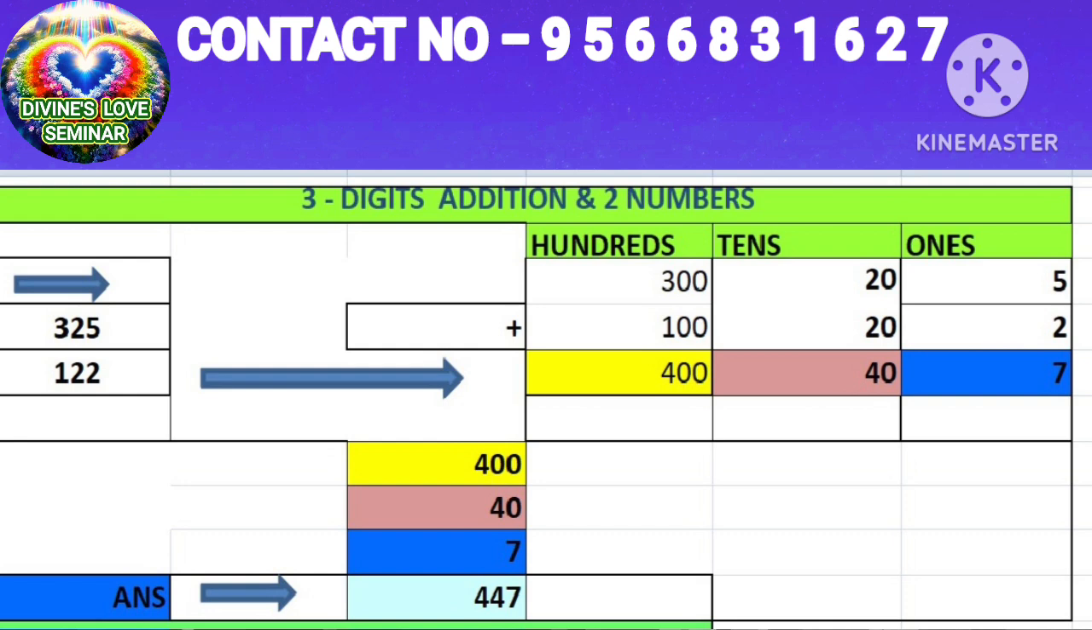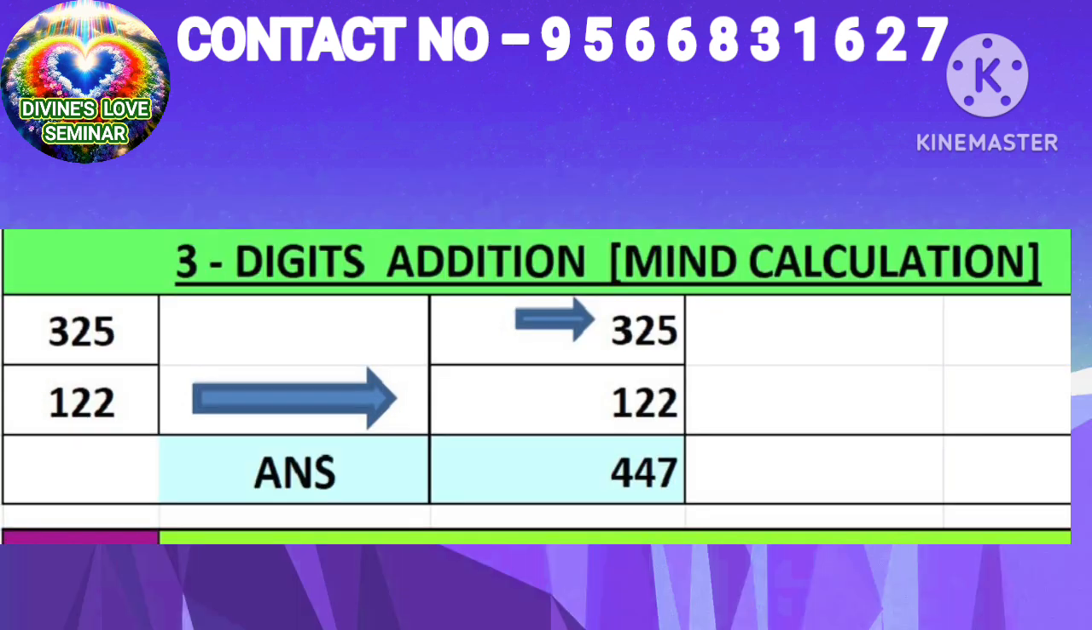Just take a note, write and see. And put different numbers yourself and write. Automatically speed calculations will increase. Mind calculations, 3-digit addition numbers.